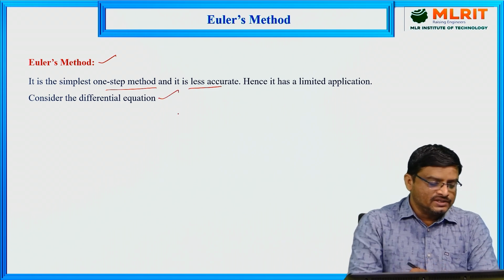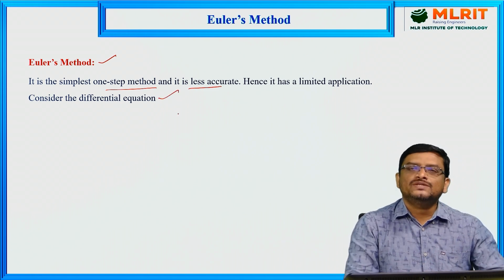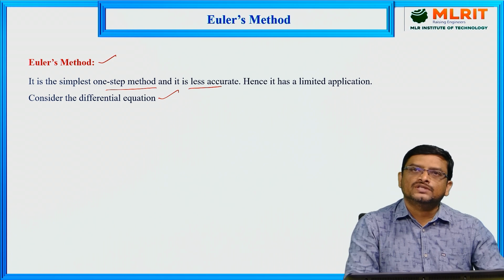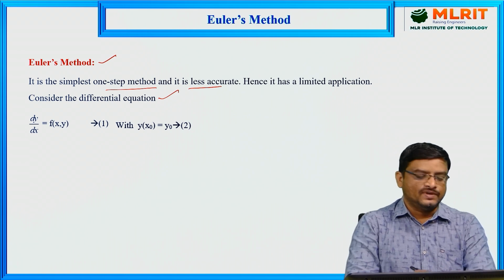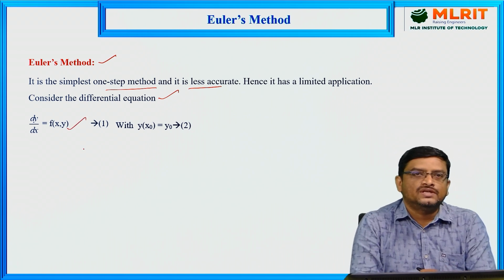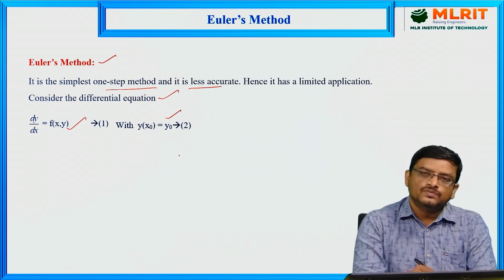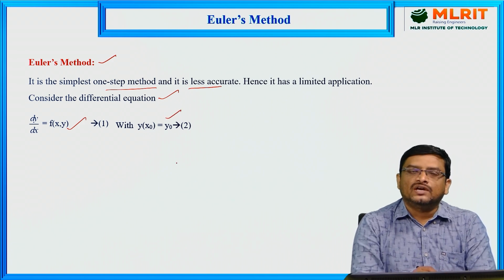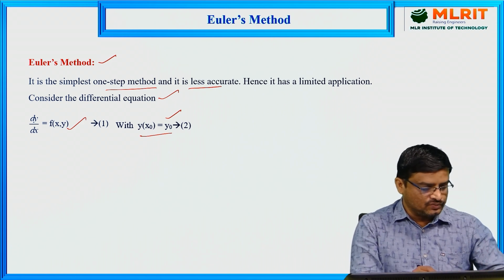Now let us consider the differential equation. For all the methods we are going to discuss, we are taking only first order differential equations. This is our standard form of first order: dy by dx is equal to f of x comma y, with the initial condition. For all the numerical methods, along with the differential equation, we want an initial condition. This is our standard form of initial condition: y of x naught is equal to y naught. Let it be equation 2.